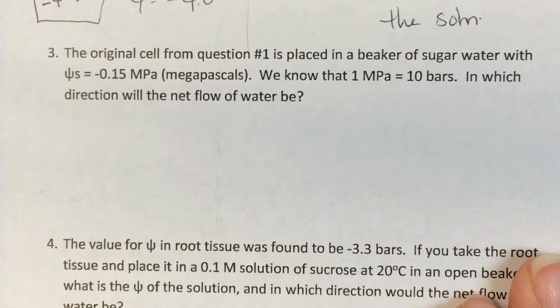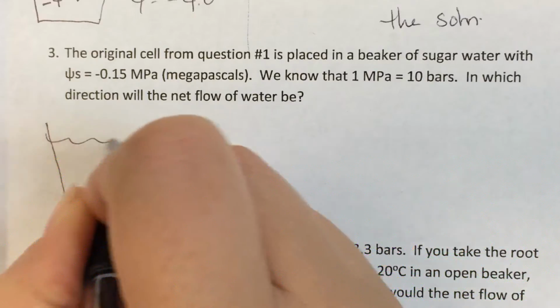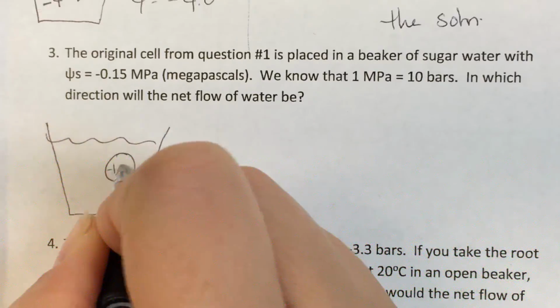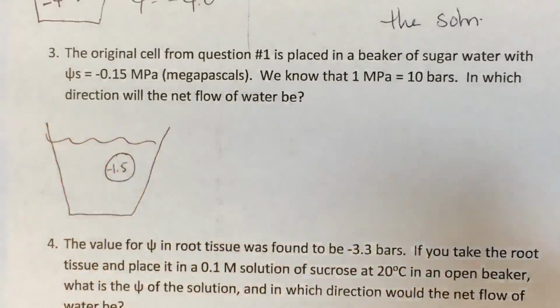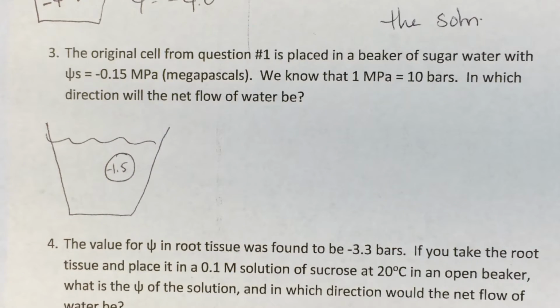Problem number 3. The original cell from question 1 is placed in a beaker of sugar water with psi s of negative 1.5 megapascals. We know that 1 megapascal is 10 bars. In which direction will the net flow of water be? Our cell is still at negative 1.5. In reality, it would have changed a little bit, but let's just go with it. We're now putting it into this beaker right here, and so we need to find what the psi of the solution is.